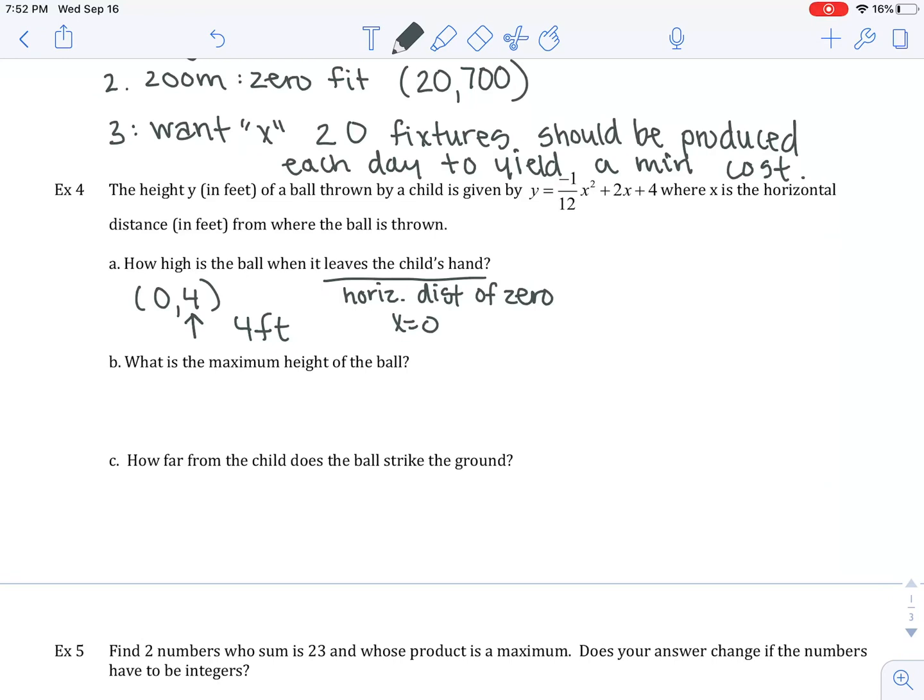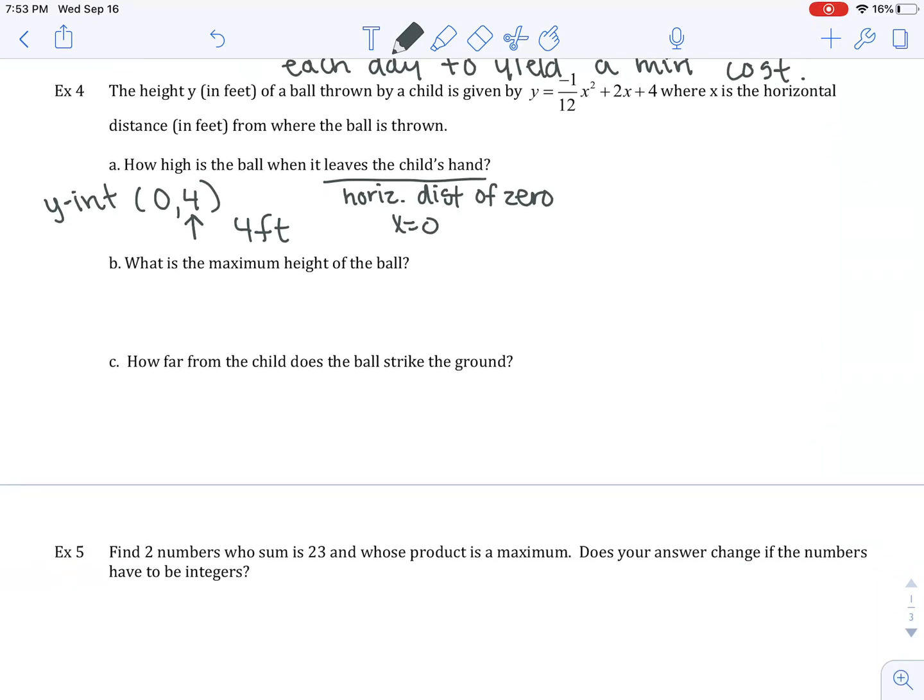So this question is asking, maybe you want to write a little note to yourself, it's asking for the y-intercept, the y value. What is the maximum height of the ball? Well then, what am I asking for? Hopefully you are going to plug this in to your calculator, and what I want is the y value of the vertex. I want to know what's the highest point, right?